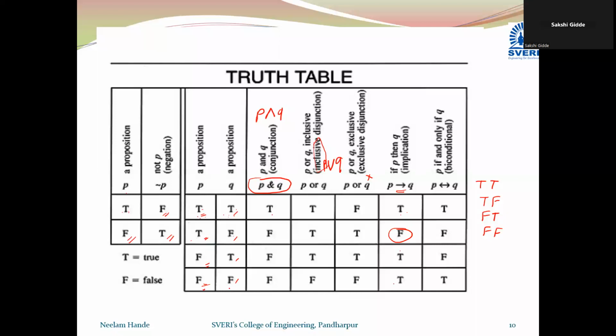Next, if false, then remember only the second is false, otherwise all are true. Biconditional, if and only if: TF is F, otherwise true. FF is T, and TT is T, both same values are true. Different values are false. This is a very important table. You should remember this.